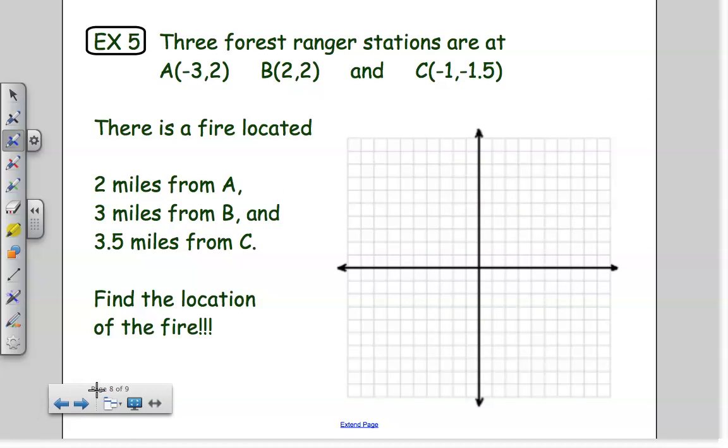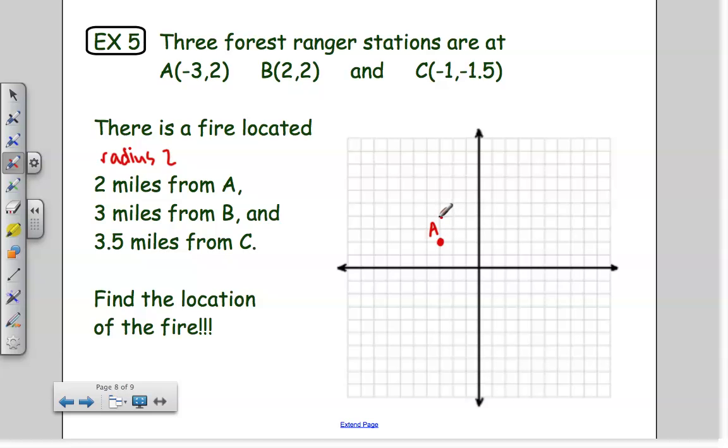And one more example. Kind of cool here. It says 3 forest ranger stations are at these points, A, B, and C. There's a fire located 2 miles from A, 3 miles from point B, 3.5 miles from point C. Find the location of the fire. Well, okay, let's start with point A, I guess. A is at negative 3, 2. Now, if there's a fire 2 miles from A, that's a 2-mile radius from A, right? So that's like a circle around A with radius 2 in a sense.